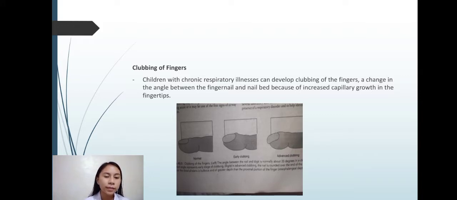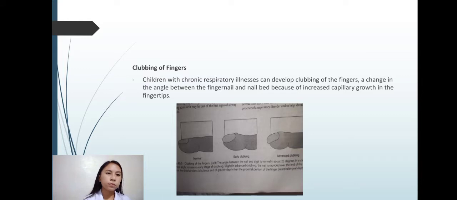Children with chronic respiratory illnesses can develop clubbing of the fingers, or a change in the angle between the fingernail and nail bed because of increased capillary growth in the fingertips. Clubbing can also be a benign hereditary condition. In children, clubbing usually occurs with cystic fibrosis or uncorrected cyanotic congenital heart disease.